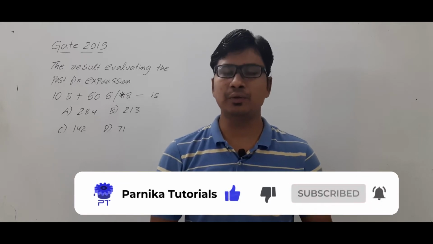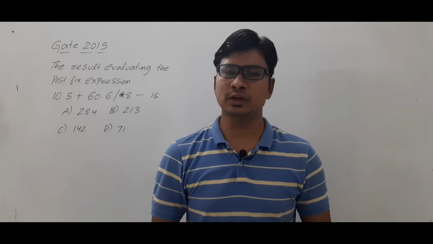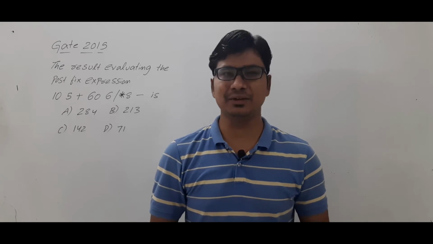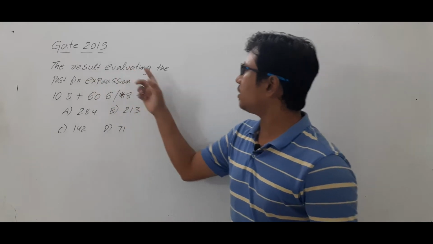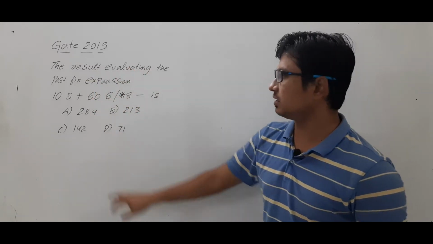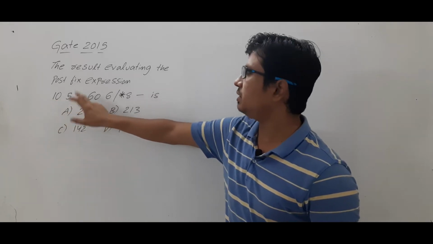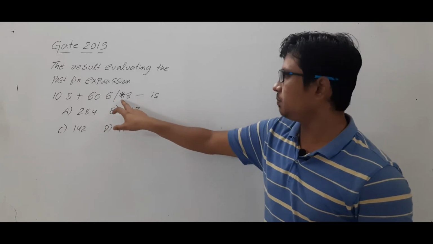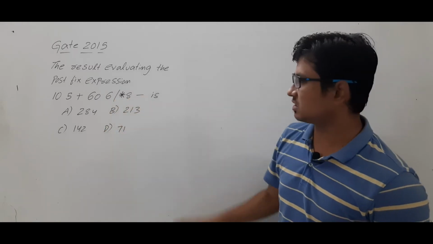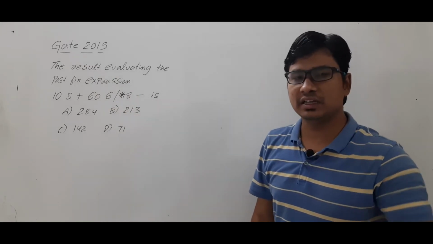In this video, I want to discuss one of the GATE previous questions related to postfix expression which came in the year 2015. First let me read out the question, then I will discuss the solution with you. The question is to find the result of evaluating the postfix expression. They have given a postfix expression consisting of values 10, 5, addition operator, 60, 6, division, multiplication, 8 and subtraction. After evaluating this postfix expression, whatever value we get, that is what they are asking.